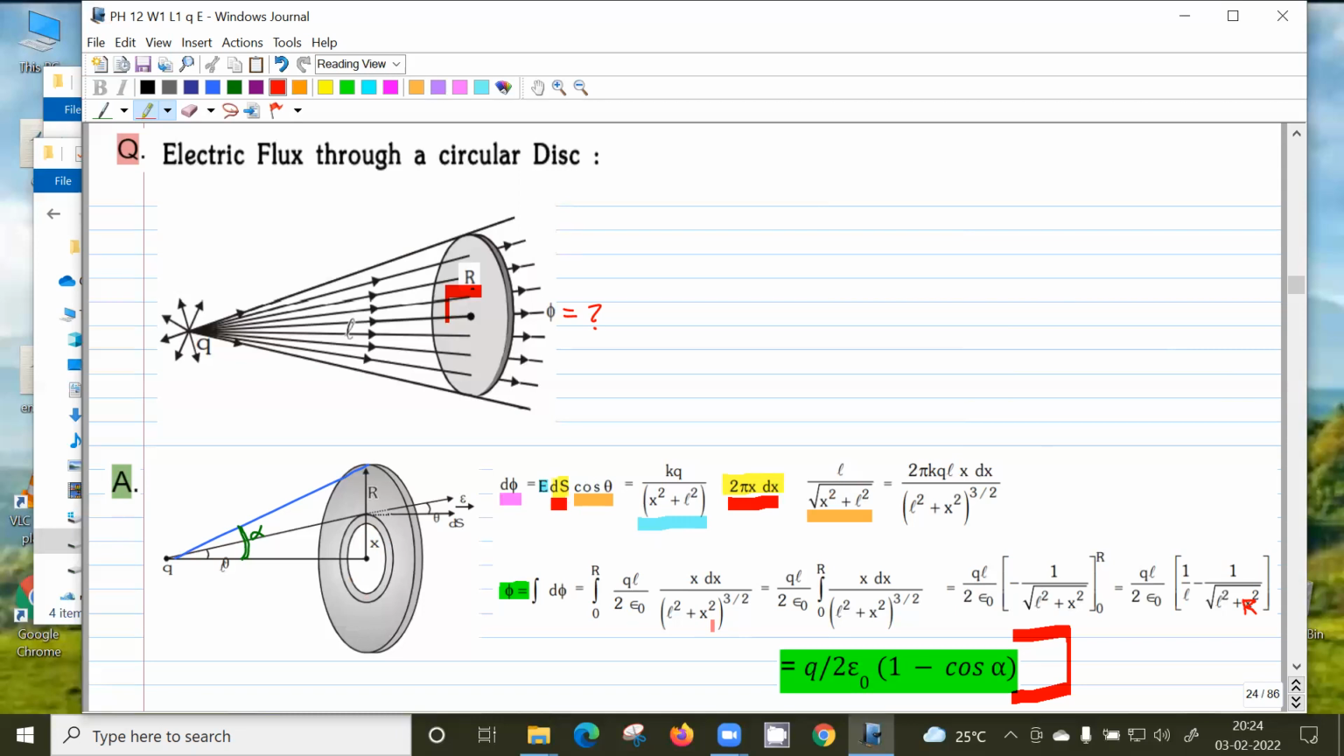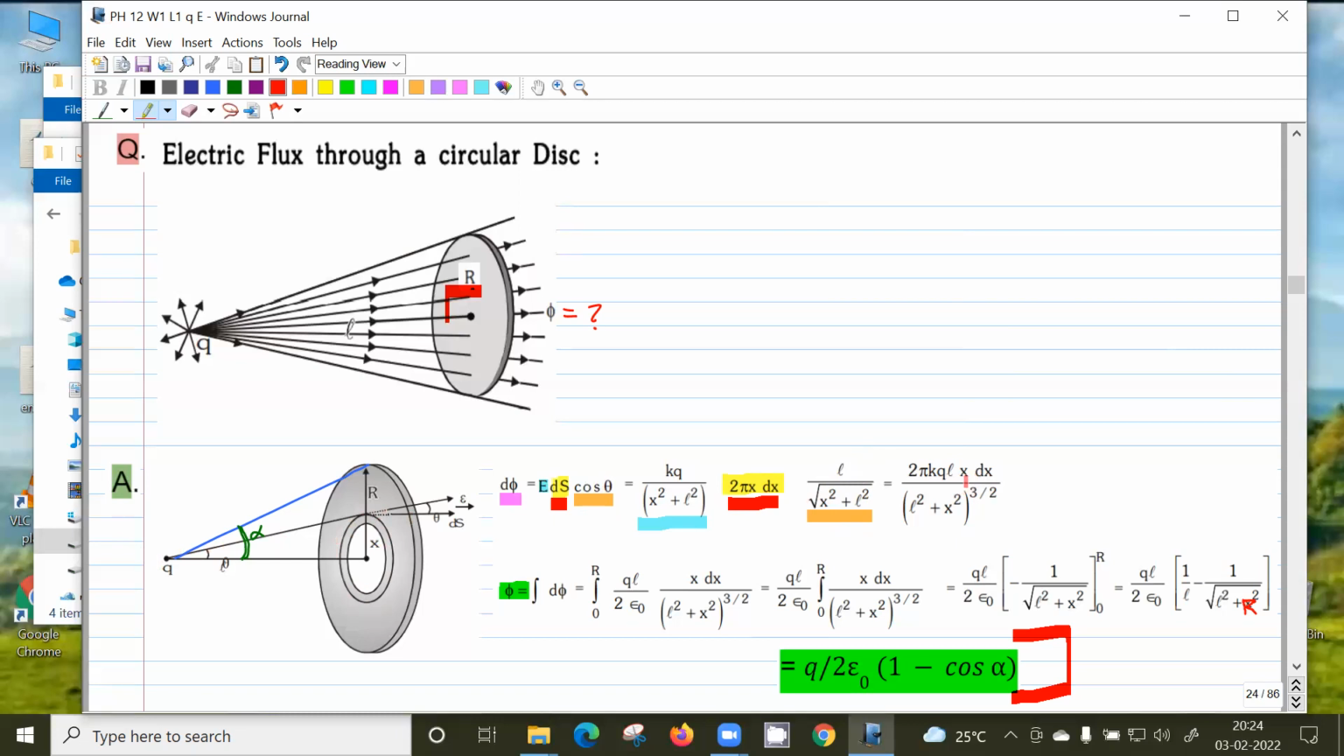No, sir. I forgot it. I have studied it for finding the gravitational field, sir, but I don't remember it now. Okay, so this elemental ring, this circumference is 2 pi x. 2 pi x into the thickness dx is this small area dS. And cos theta is x divided by the hypotenuse, that is the square root of x square plus L square.